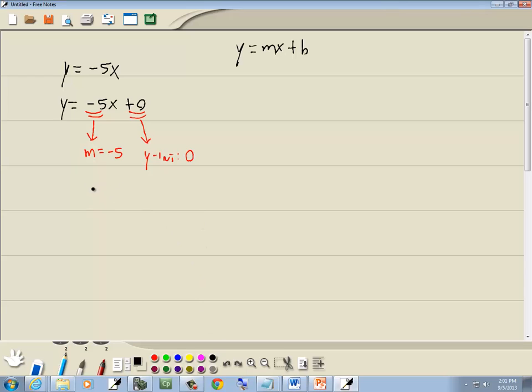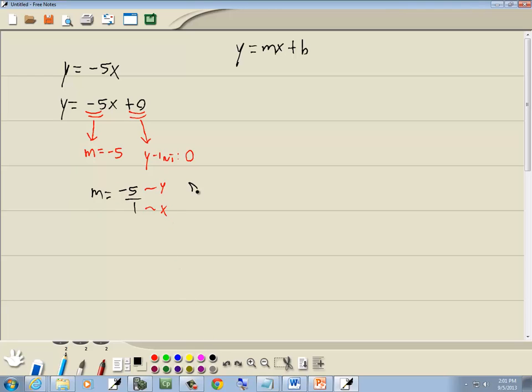Now to graph these, you want to put your slope in fraction form. You can always create a fraction by putting it over 1. So m is equal to negative 5 over 1. Remember, this is a change in y over change in x. So this is change in y, this is change in x.